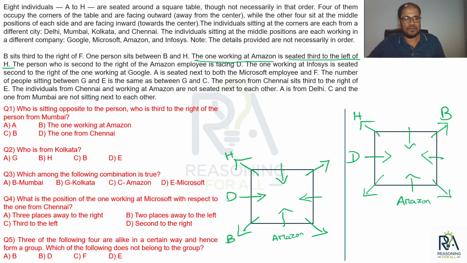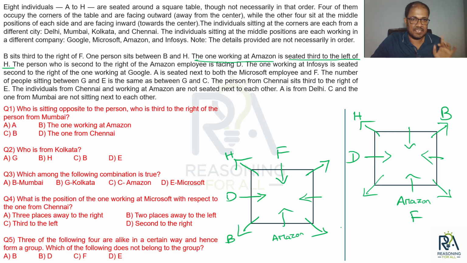Okay. Then what we have? B sits third to the right of F. That means F should be here. See, I'm using this third to the right direction directly, assuming that you guys know how to go ahead with this information and so on. If not, please go through the basics of circular arrangement once. Okay, B is third to the right of F. So we are done with Amazon, H, D, B and F.